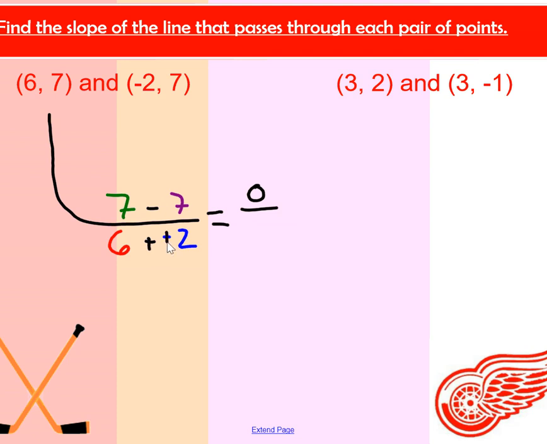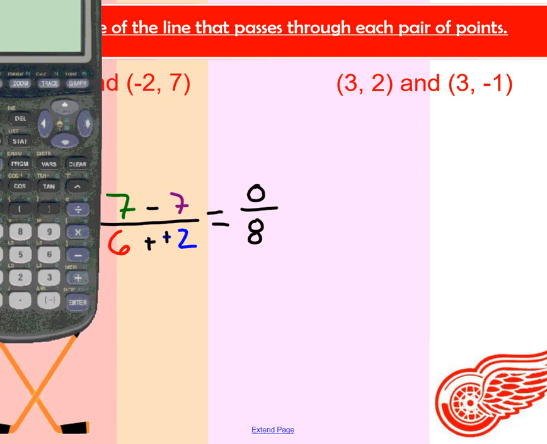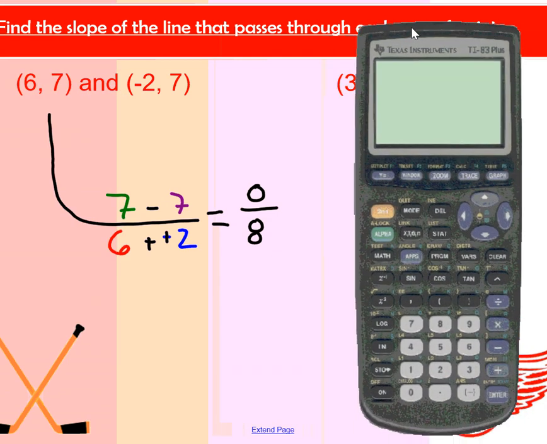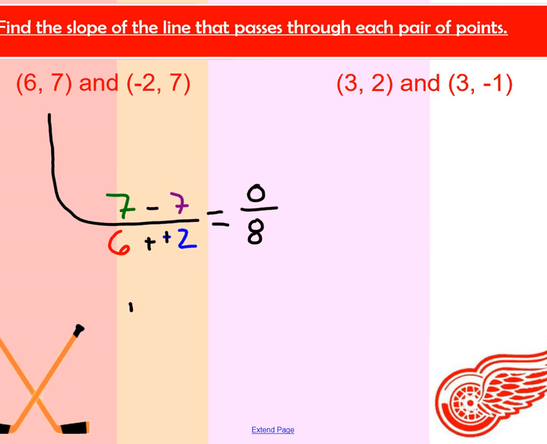And let's double check here and see what 0 divided by 8 is so we don't mess that up. 0 divided by 8 is 0. So my slope is 0. Let's go ahead and look at our next one.